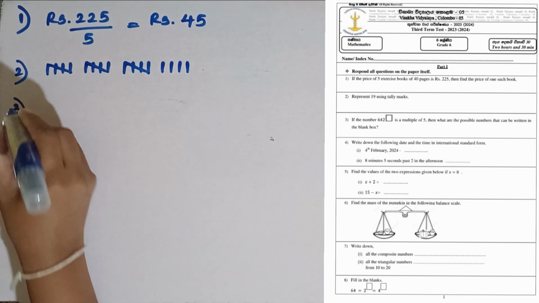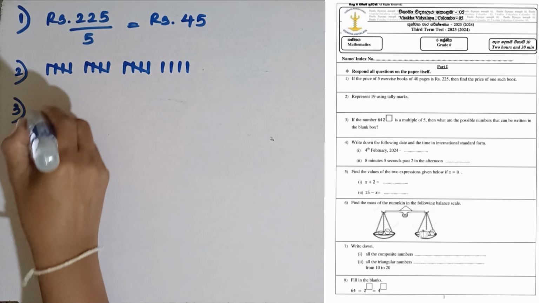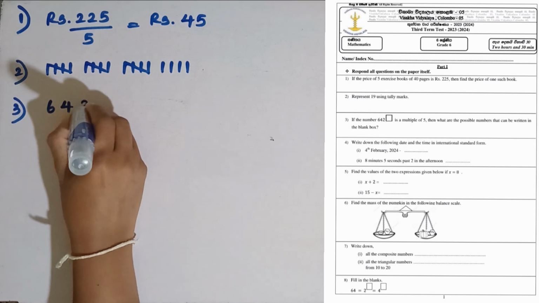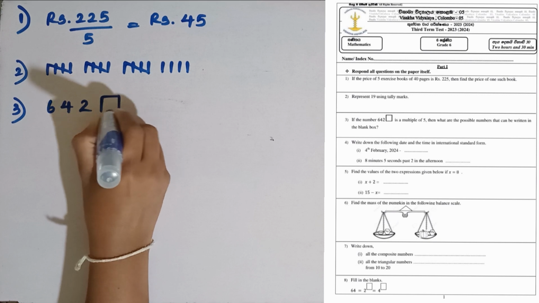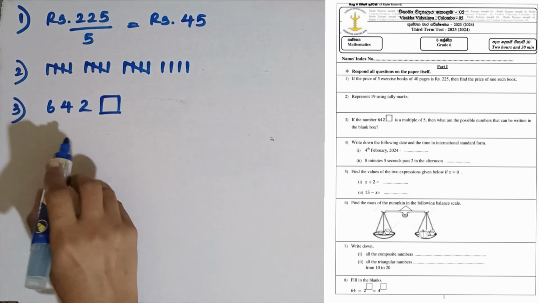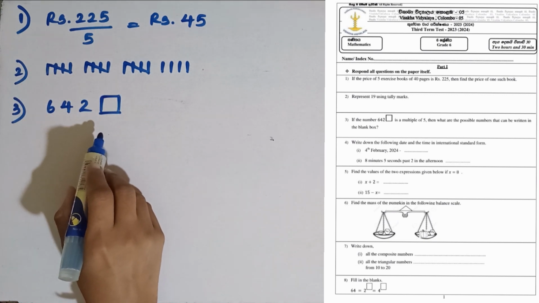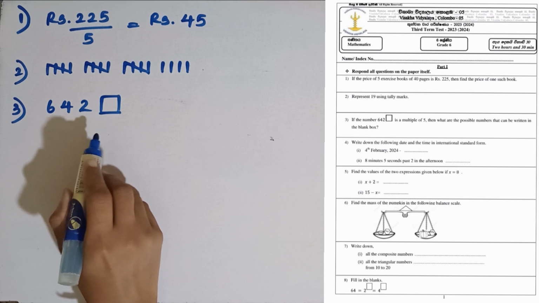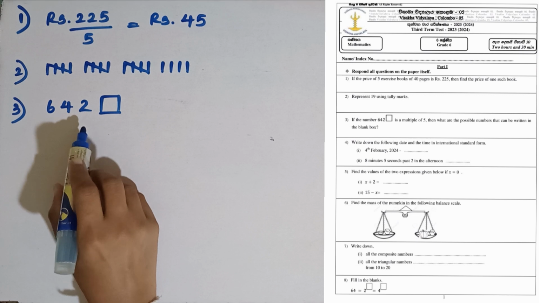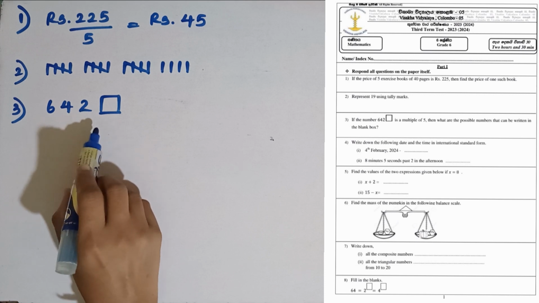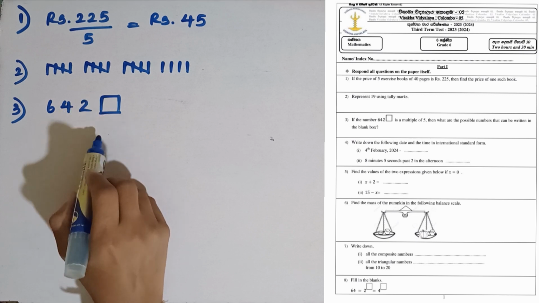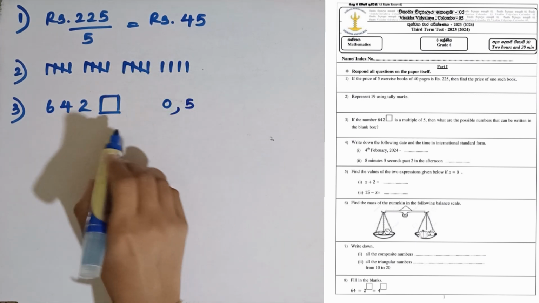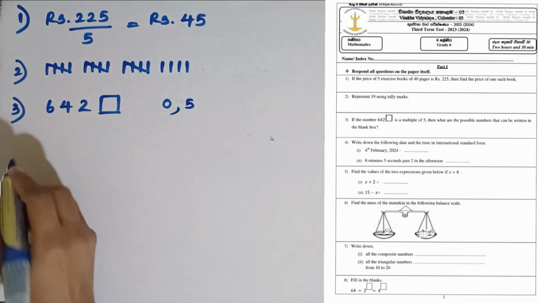Question number 3. We are given this number with a blank. If a number with 4 digits is a multiple of 5, then what are the possible numbers that can be written in the blank box? If this is a multiple of 5, the last digit can be 0 or 5. These are the 2 digits that we can use for this blank.